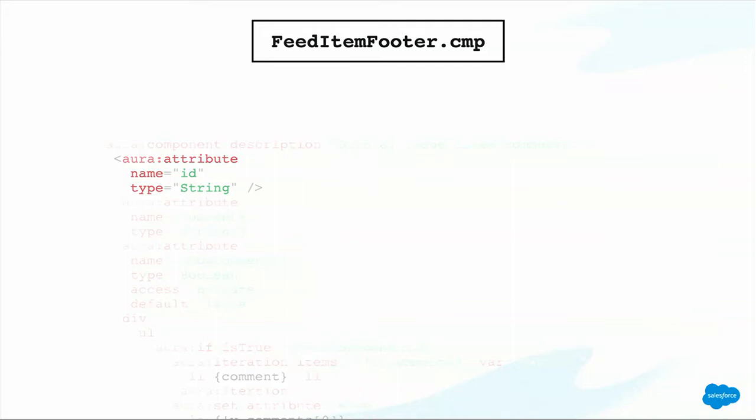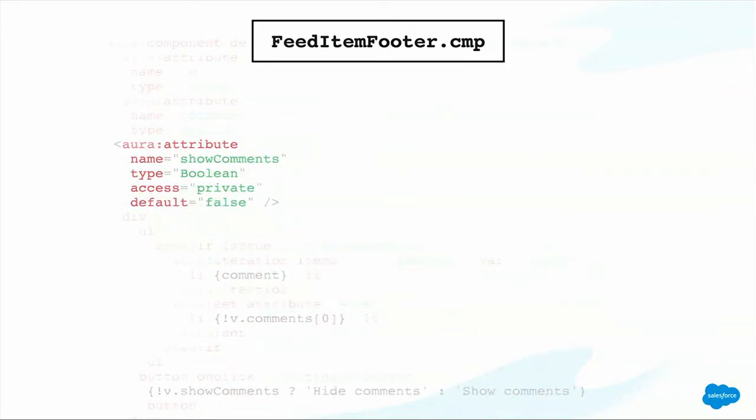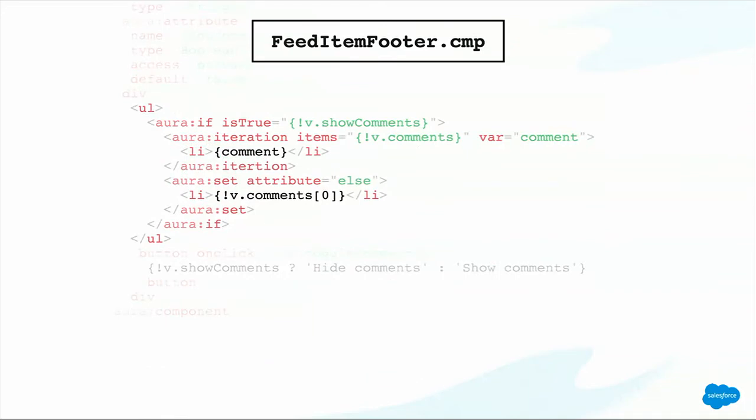So when we look in our feed item component, we have our ID attribute, we have our comments attribute, which is an array of strings, and then we have our show comments attribute, which is a Boolean value. And you'll notice right now that you'll see this access equals private. And in Aura, that's kind of an indication that each component is tracking something internally. It's tracking internal state. So we're going to optimize this code to remove that private attribute and to make that state global.